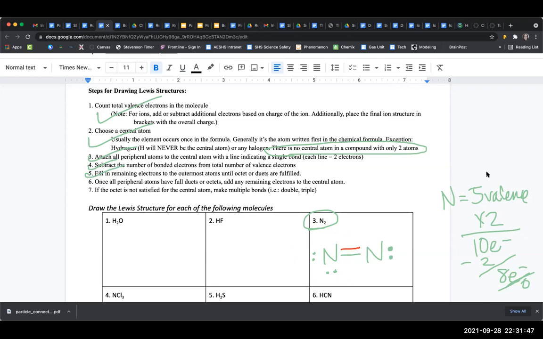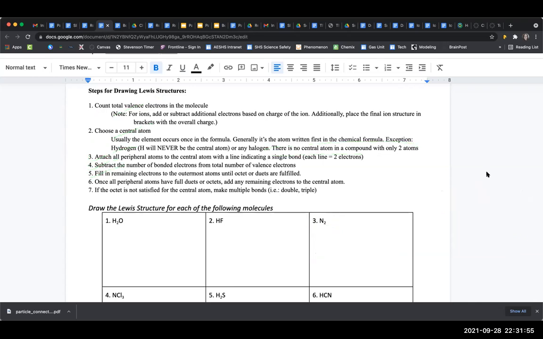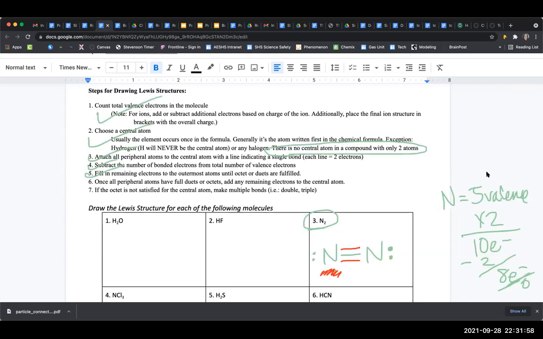I will need to remove 2 more electrons that are already in the structure and make it a bonding pair instead. And now when I check, I see each nitrogen has 8. So this nitrogen has 2, 4, 6, 8, and this nitrogen has 2, 4, 6, 8.